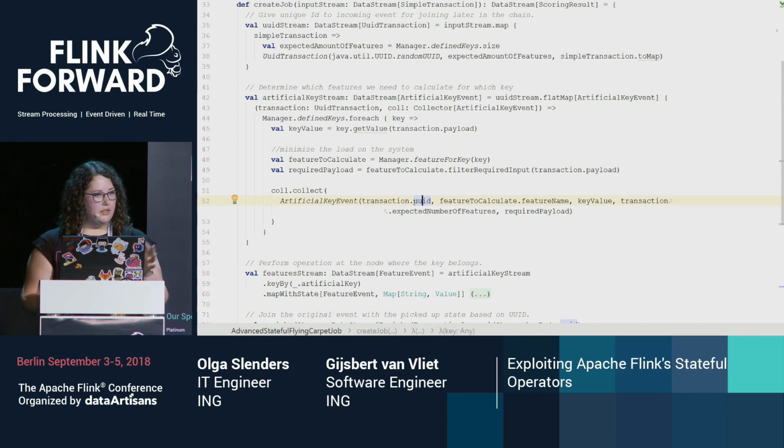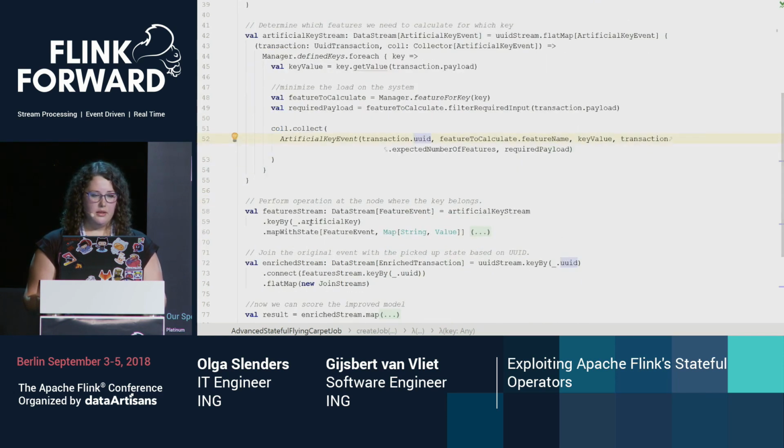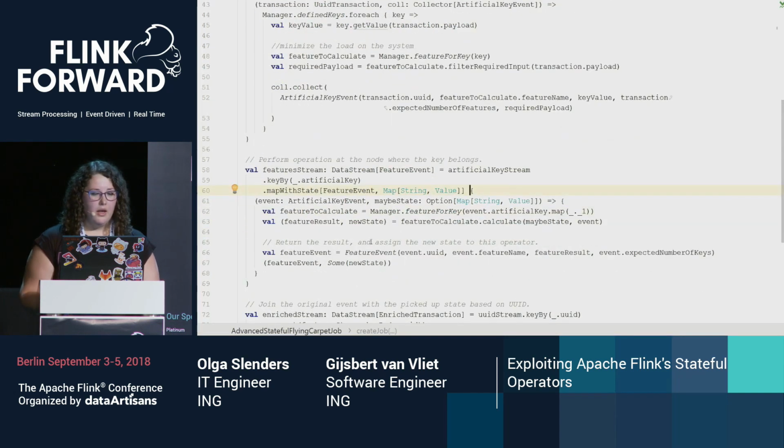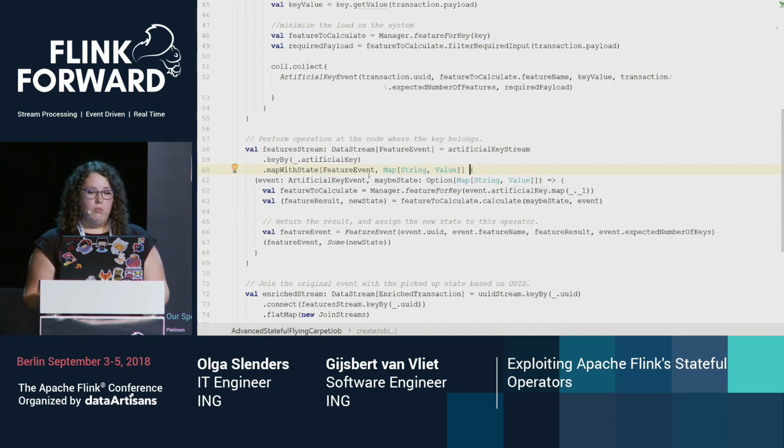Now we have these events, but we need to actually get the data for those events. And we do that by keying them by artificial key, so that we are sure that the feature is being calculated at the node where we are actually having the data, because otherwise it's incorrect. And then we are using the map with state to calculate the features. Well, here we also have to know how to calculate the features, so the manager object is involved again.